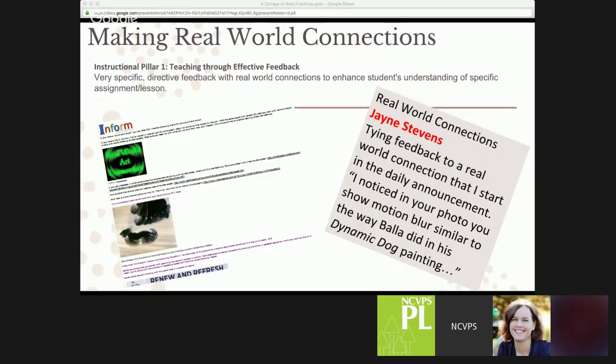It just seemed to me like it had more bang for the effort of being able to say it not just to one kid in their own particular feedback. Even though the feedback is specific and directive, it's still something that everybody could benefit from.